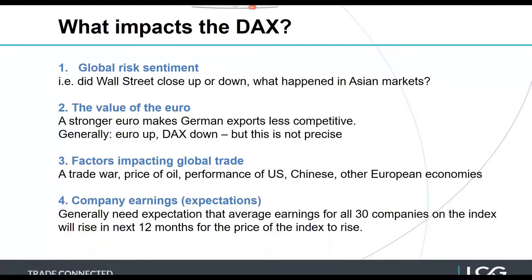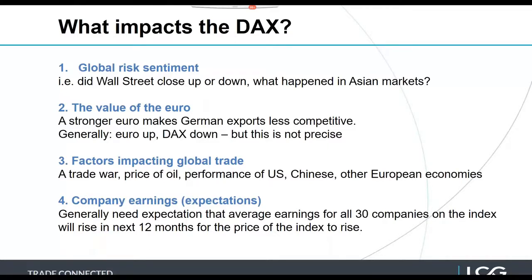If these markets are suffering, they're not going to demand German goods as much, and so the likely earnings of these companies, which at the end of the day is what's underneath this index, these 30 companies there, the expectations for those earnings are going to drop. So on to that point, company earnings: generally we need the expectation that average earnings for all 30 companies on the index will rise in the next 12 months in order for the price of the index to rise.